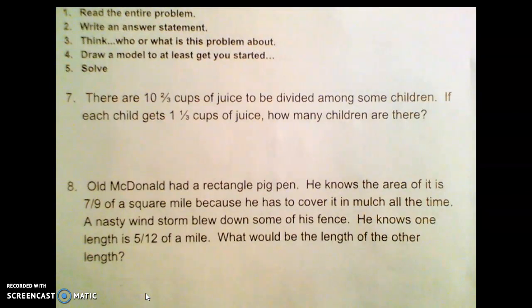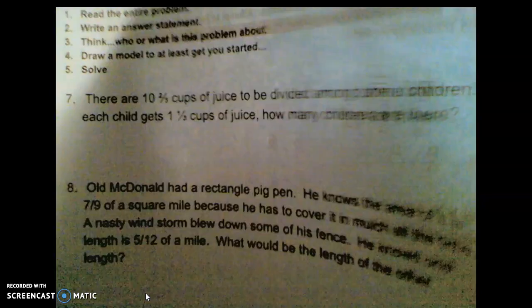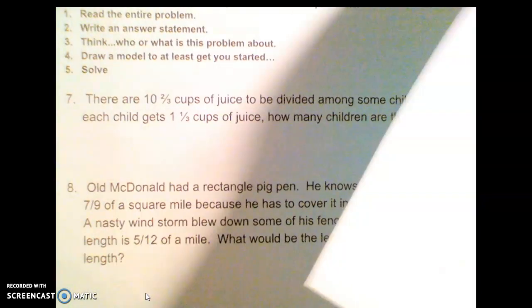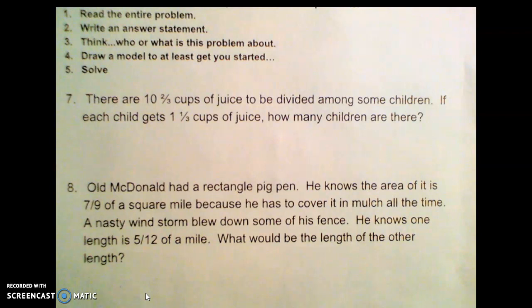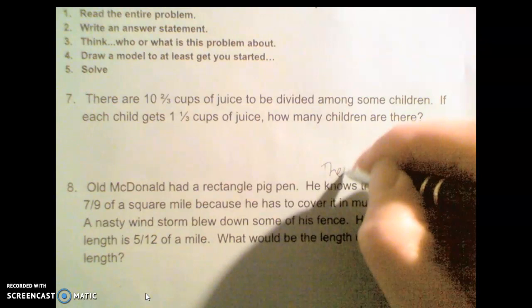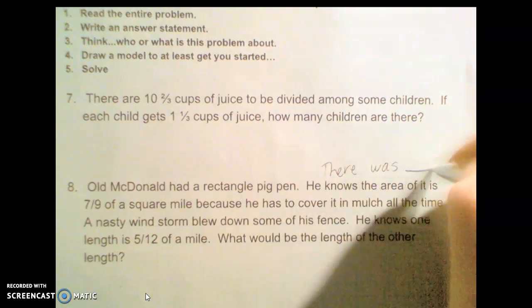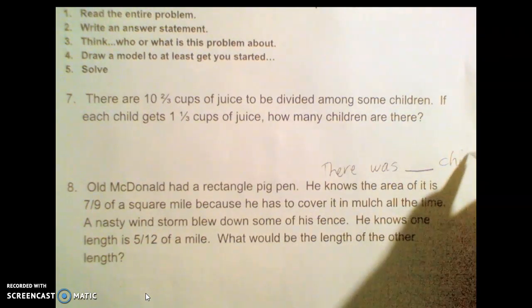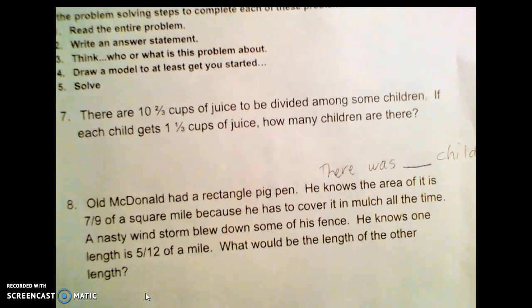So for number 7, there are 10 2/3 cups of juice to be divided among some children. If each child gets 1 1/3 cups of juice, how many children are there? So our answer statement is there were blank children. So then, who or what is this problem about?